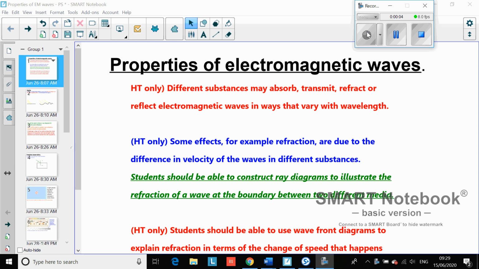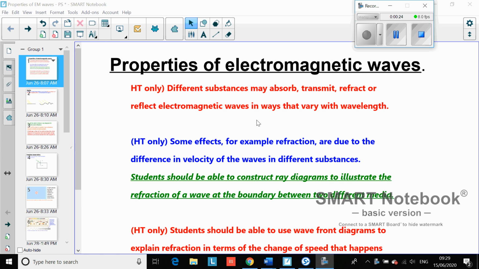So, last lesson, what we did was we introduced electromagnetic waves. Today, we are going to start to look at some of their properties. But in order to understand their properties, we need to understand the functions of waves and how they actually work very similar to other waves. So, a couple of little things.